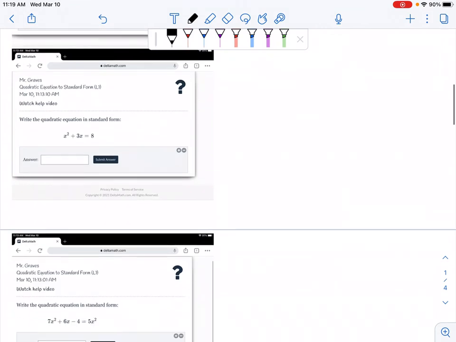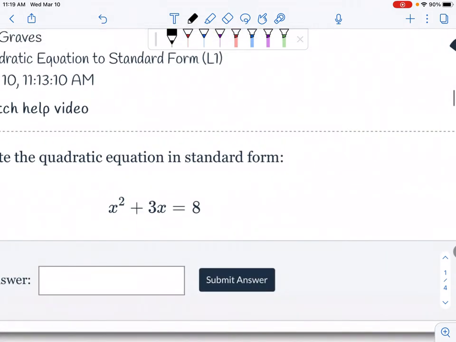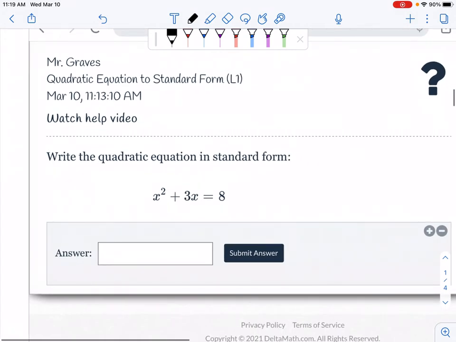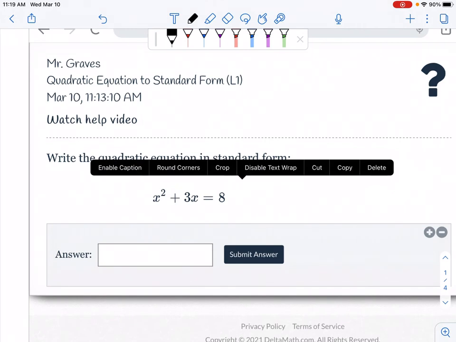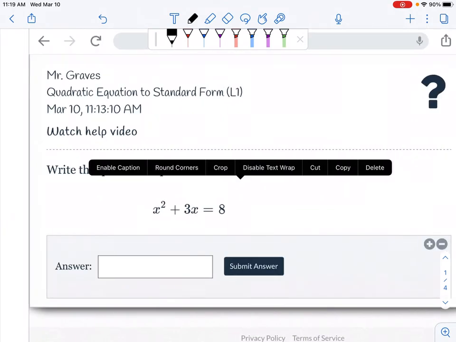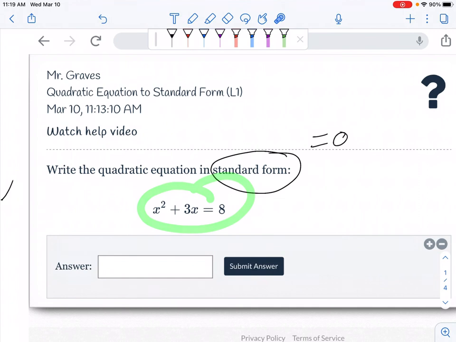You're going to continue working on that. Let's talk about getting things into standard form. So for standard form just means that we need this to equal 0. Right now, our equation says equals 8. So in order to get rid of that 8 to make it 0, we're going to subtract 8 to both sides.